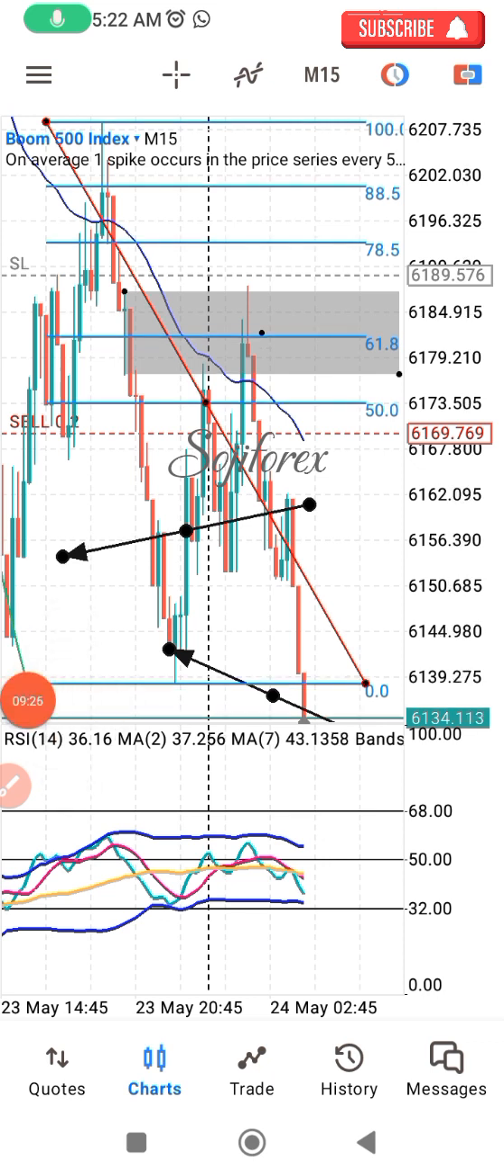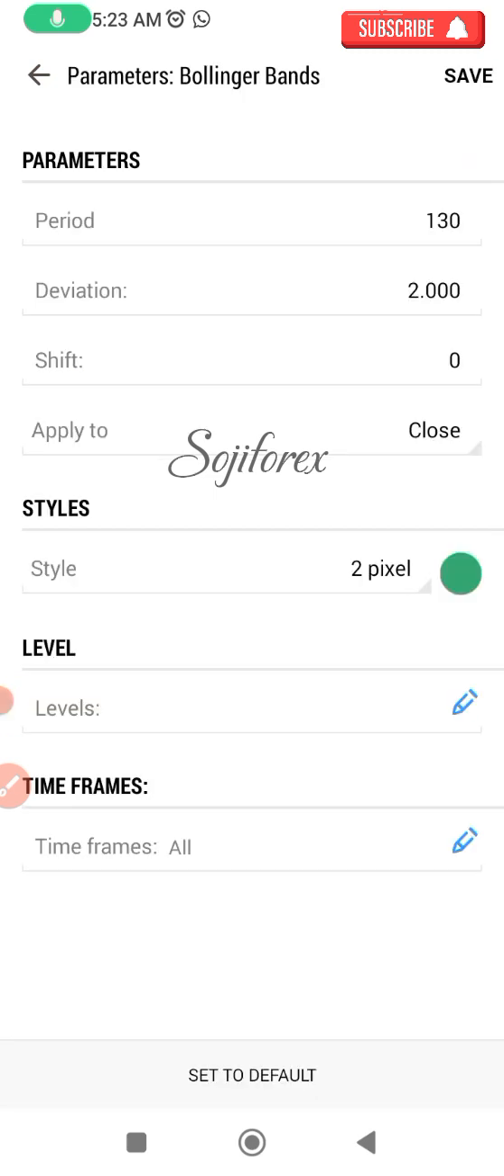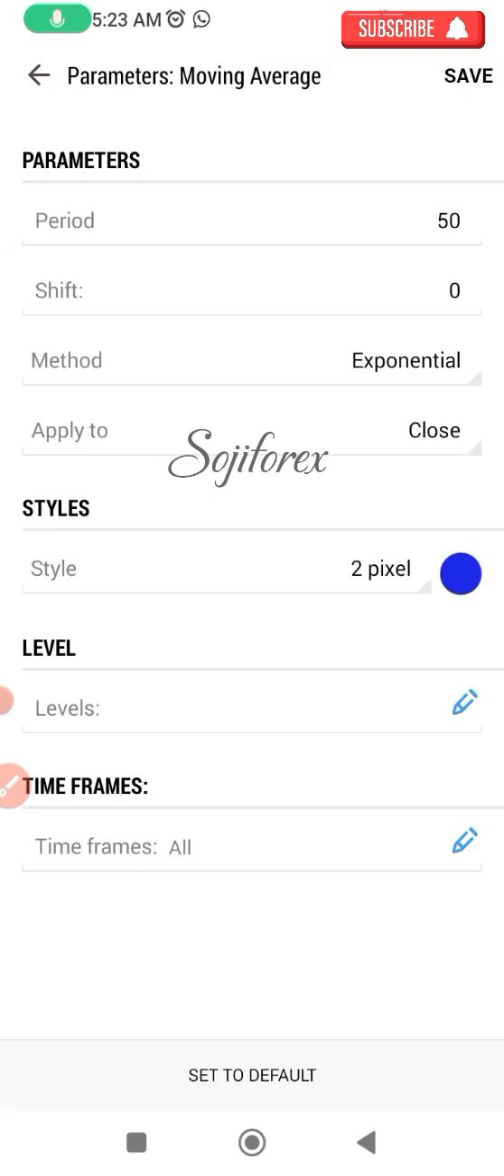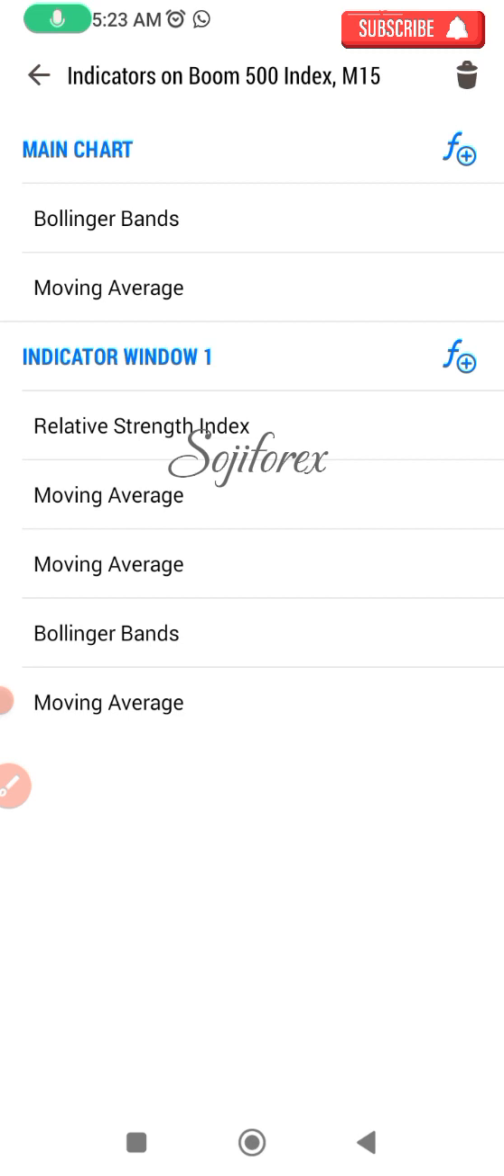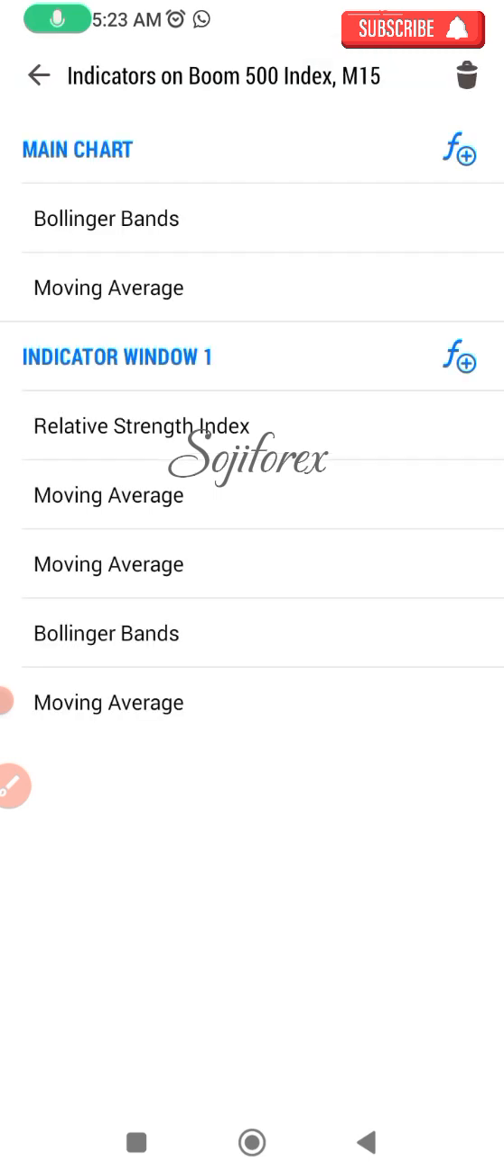So here is our indicator setup. On our main chart we have Bollinger Band, and then we have period is 130, deviation is 200, shift is 0, apply to close, the style is 2 pixels. Then we have our moving average 50, shift is 0, the method is exponential, the color is blue, and then we have our TDI, relative strength index, period is 14, apply to close. The style is 1 pixel. You change your background color to white, and if your background is black, change the color to black. The levels are 68, 32, and 50 respectively.